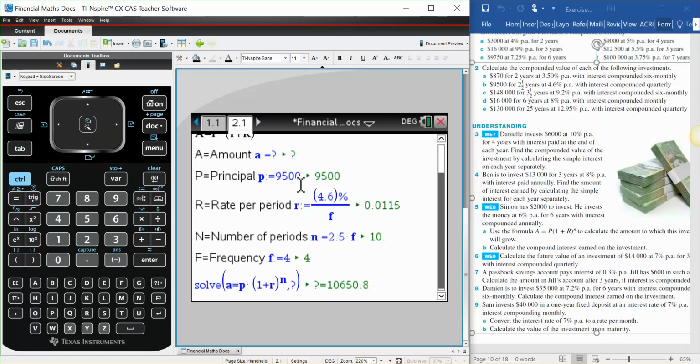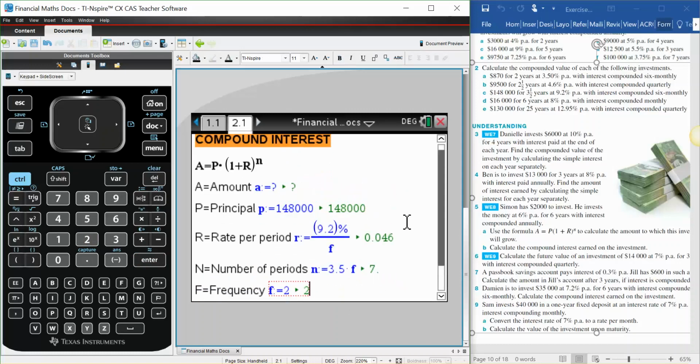Again, going through the next one, $148,000 was the principal. The rate was 9.2%. The number of period, or the number of years, is 3.5. And it says that it's compounded 6 monthly, which is of course 2 periods for the year. And we get an answer of $202,761. So hopefully this is giving you some confidence working with the financial maths document that we have been working on.